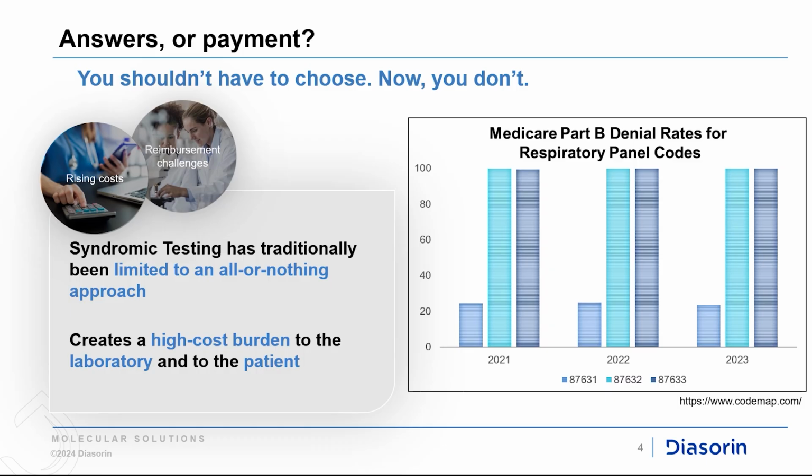Historically, labs have had to choose between getting answers or getting paid. Syndromic testing has been an all-or-nothing approach, and what we have seen is the covered landscape for large syndromic respiratory panels has become more and more limited to the point where it's really become an inpatient-only test.